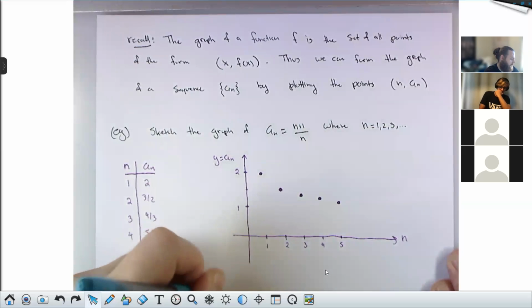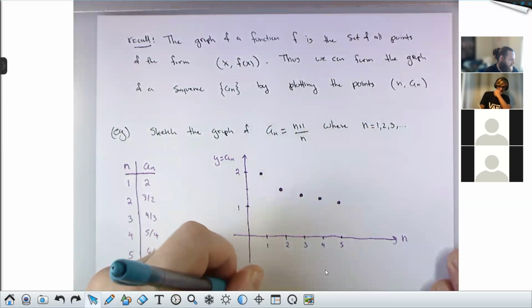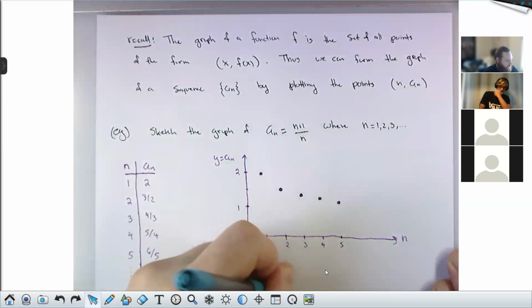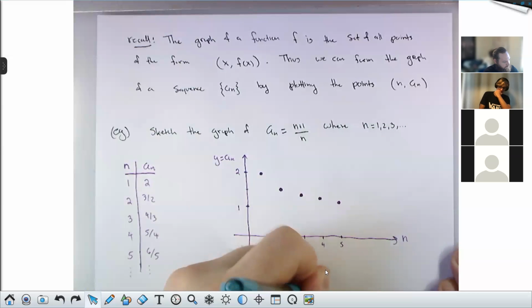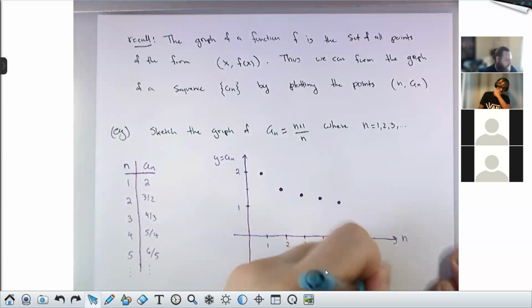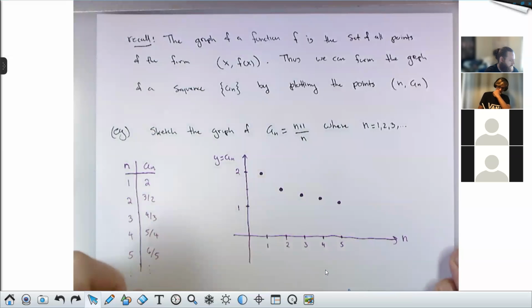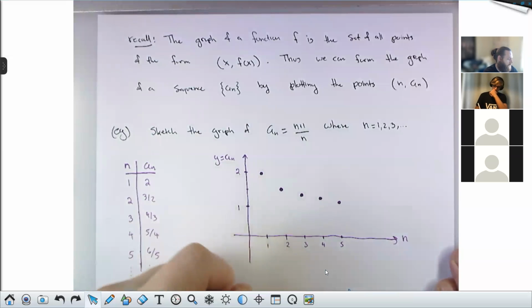Graph of a sequence is a collection of dots. Discrete dots. No curve. Connected curve.